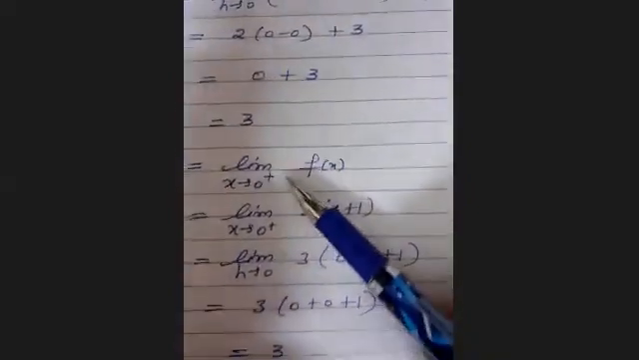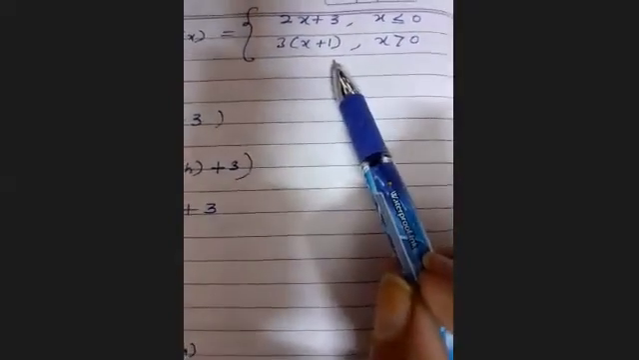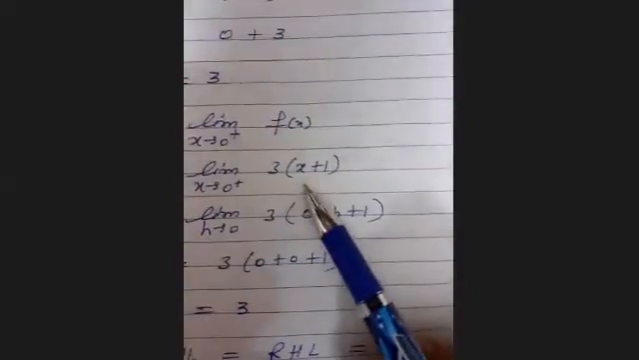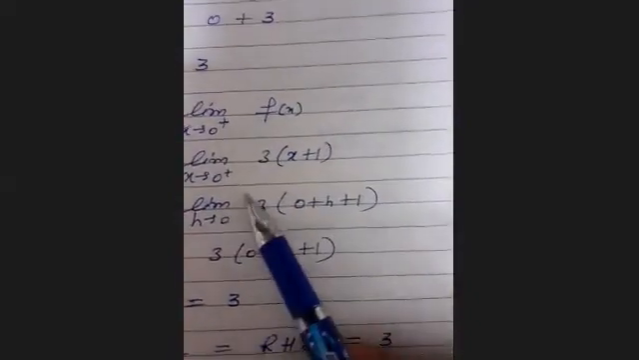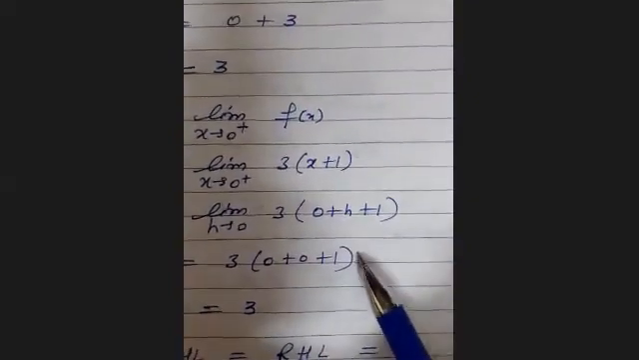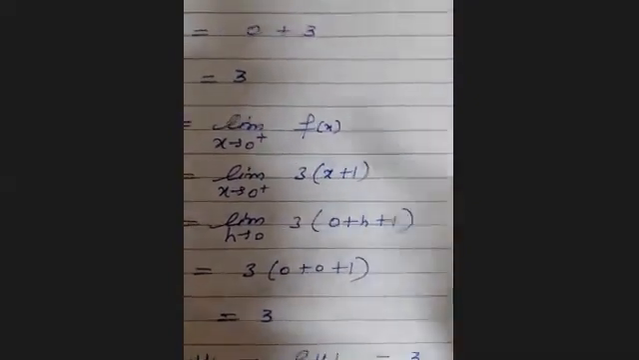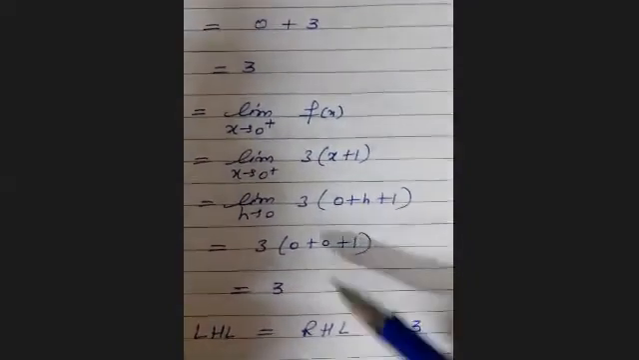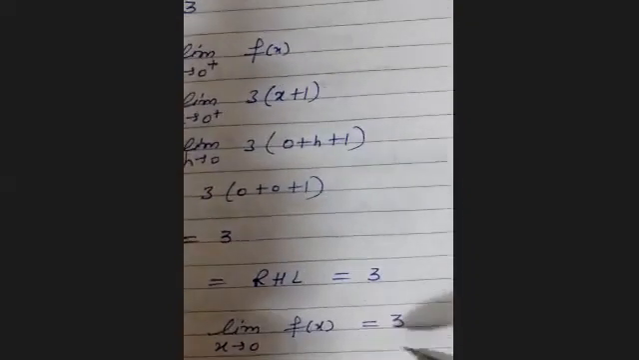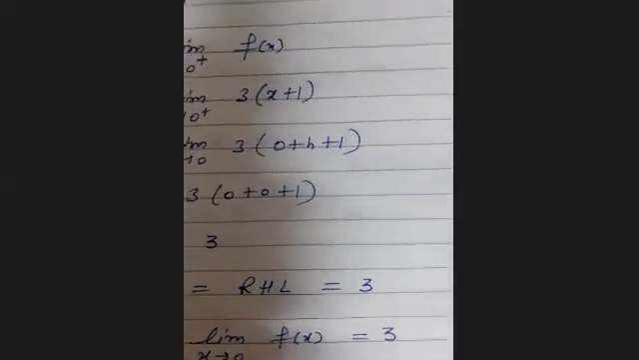And for the right hand limit, it is x tends to 0 plus. 0 plus means greater than 0. For greater than 0, we have to use this part of the function. And for it, we have to change the limit. In place of x, we have to write 0 plus h. A very small number we are adding, which is near to 0. And after applying the limit, we are getting 3 again. In both the cases, we are getting 3. It means left hand limit equals right hand limit equals 3. Hence, the limit of this function exists and it is 3.